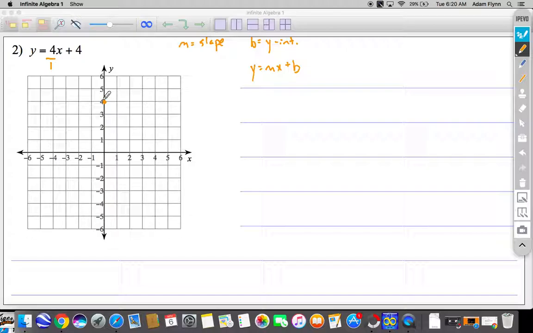Okay, so I will go up 4, but once I get to 2, I'll be off the grid. So I'll go down 4 instead. 1, 2, 3, 4. And because I know it's going up from left to right, I have to go over to the left one. So now I will connect my points. And make my arrows. And that's it. Okay, I'm going to move on to number 3.